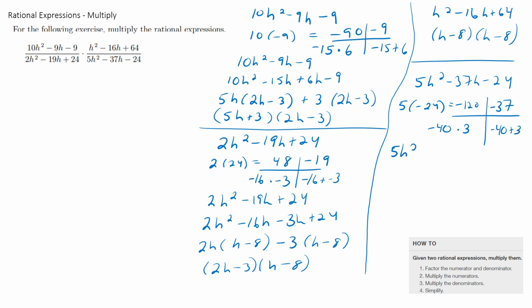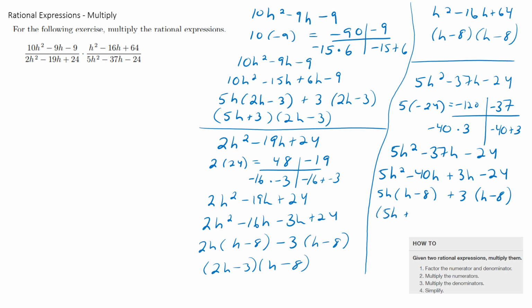So again, we're going to split this middle term. 5h squared minus 37h minus 24 becomes 5h squared minus 40h plus 3h minus 24. The first two share a 5h, so with 5h, I'm left with h minus 8. And again, remember, the second one needs to have an h minus 8, so I think I'm going to need to take out a positive 3 to accomplish that. So I get 5h plus 3 and h minus 8.